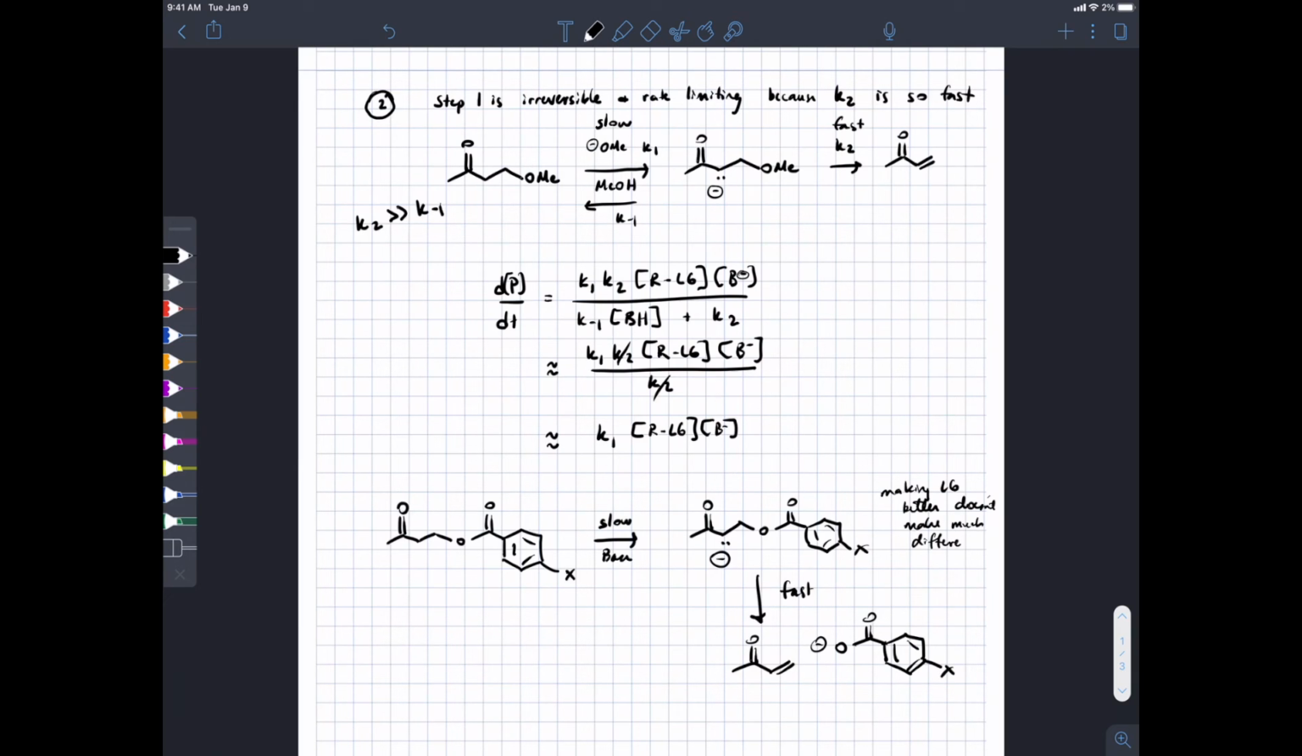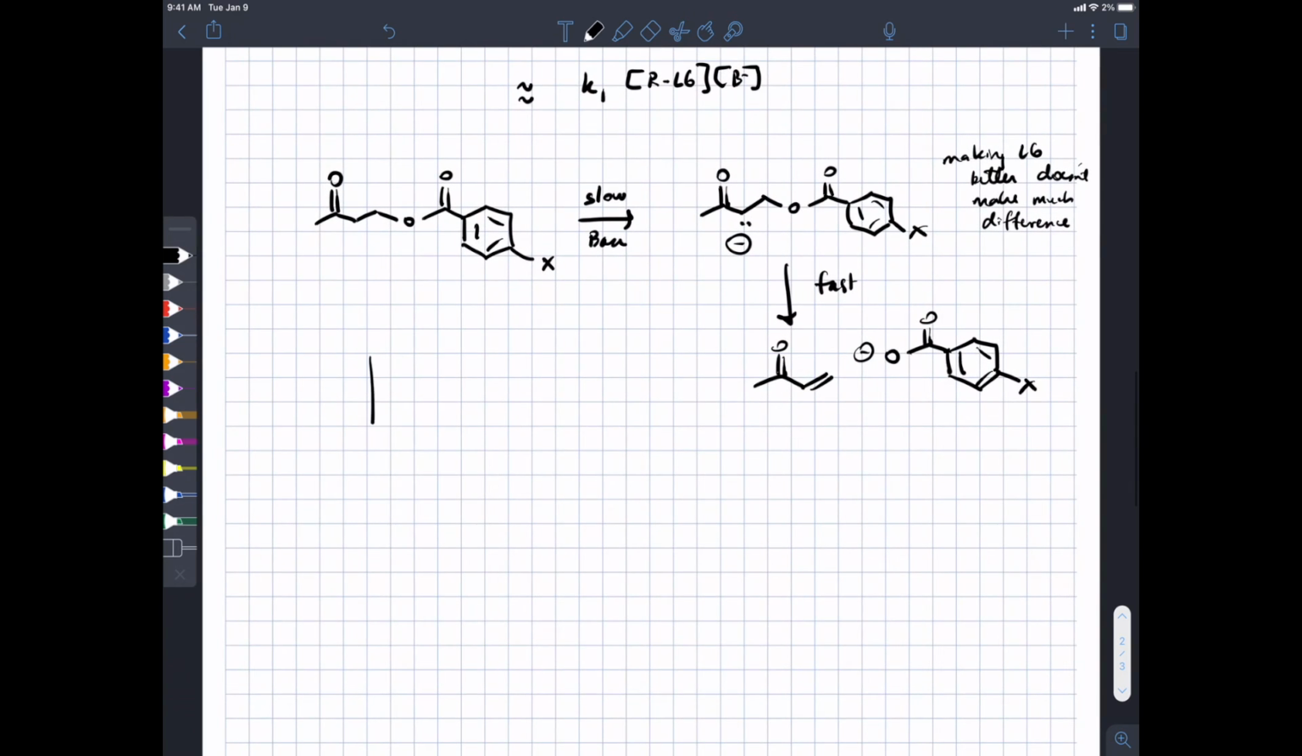And you would observe this by, if you did a plot of k obs or log of k obs versus sigma, you would see a rho value less than 1, probably greater than 0, indicating that it's not as sensitive as benzoic acid deprotonation is. All right.